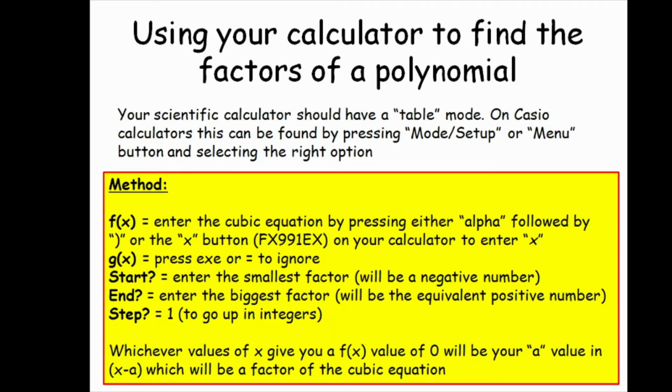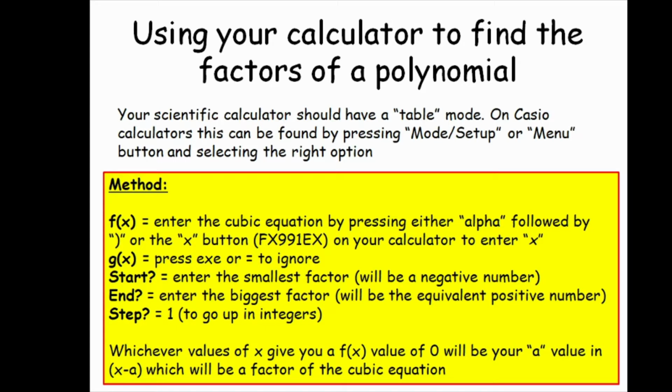So on your scientific calculator, you should have a table mode. And this can be found on the Casio by pressing either mode, setup or menu and then selecting the right option. Now, once you've gone into those modes, you'll have a series of options that you have to input some data in. So your first step is going to be f of x, and what you need to do here is enter and type in the actual polynomial that you're trying to factorize.